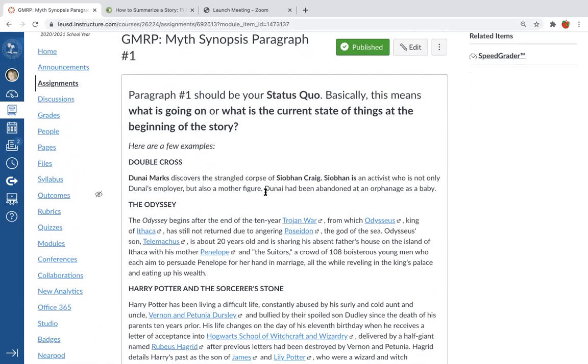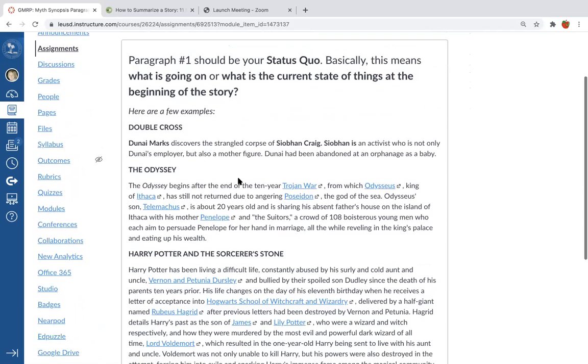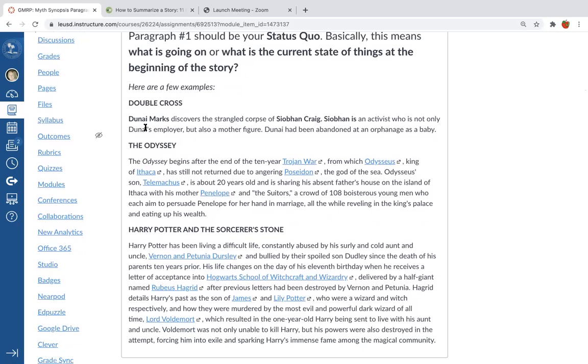Okay, so I kind of got off topic. Again, it's the status quo, and basically it's what is the current state of things at the beginning of the story. So give us whatever is going on right as things are happening. Denai Marks discovers the strangled corpse of Siobhan Craig. Siobhan is an activist who is not only Denai's employer, but also a mother figure. Denai was abandoned at an orphanage as a baby. So it can be that simple.